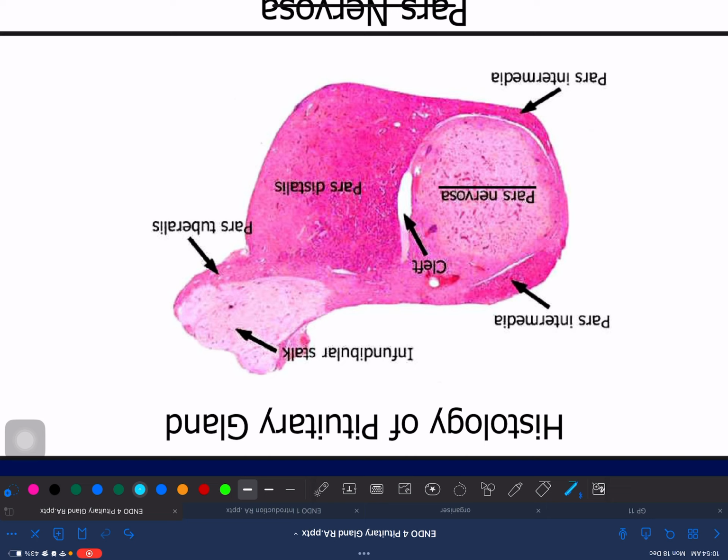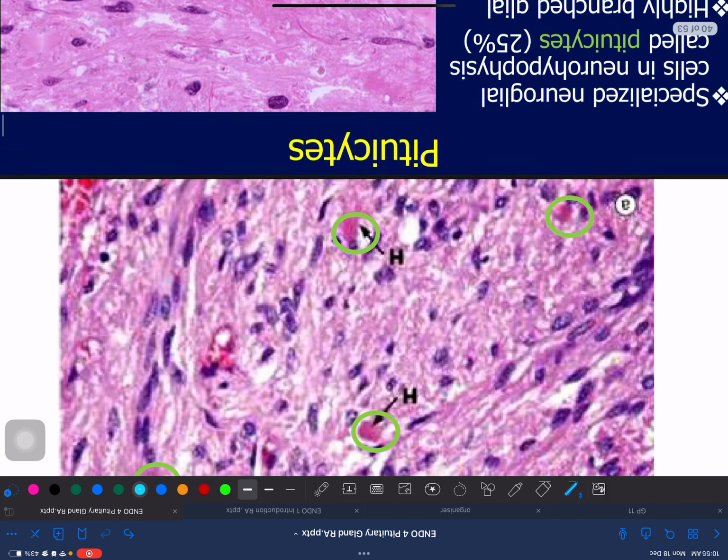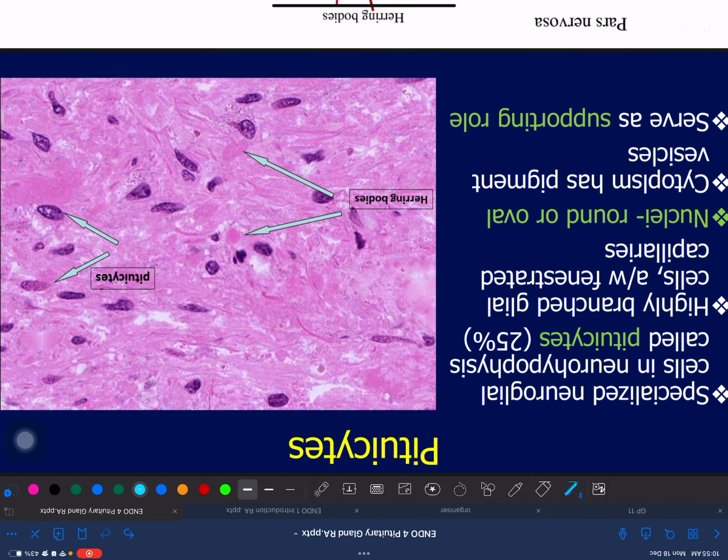Okay. And also there's one special cell in the posterior pituitary. We call it pituicytes. Okay, a pituicyte is a highly branched glial cell. Okay, it's a part of glial cells. Glial cells are supporting cells of the nervous system.